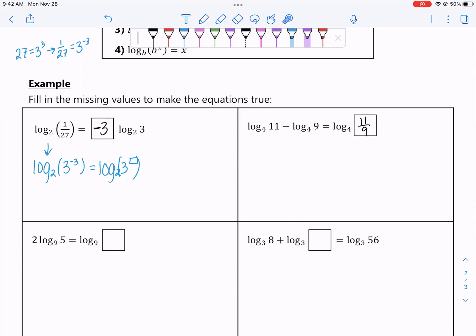Rewriting this guy, we have 2 log base 9 of 5 is equal to log base 9 of blank. Well, we can bring that exponent up here. And then we get log base 9 of 5 squared. And that would give us log base 9 of 25. If we put 25 in here, we have a true statement.